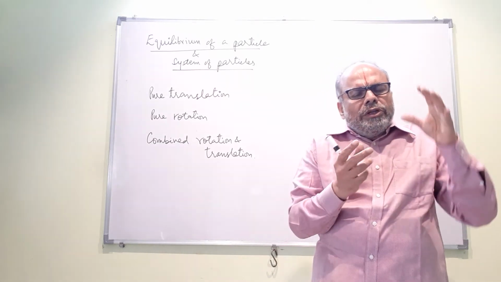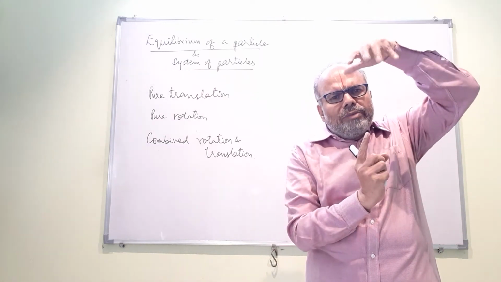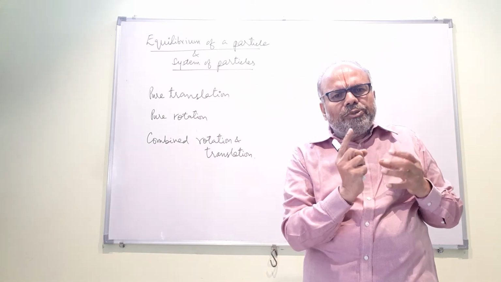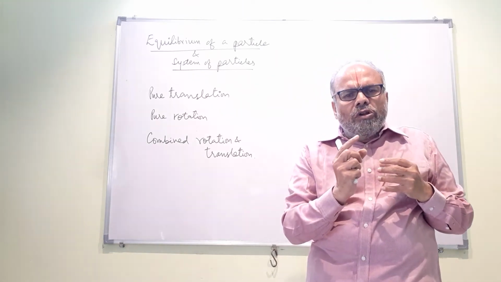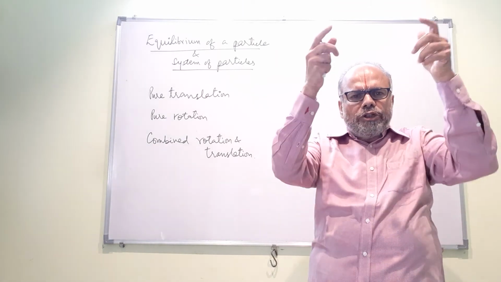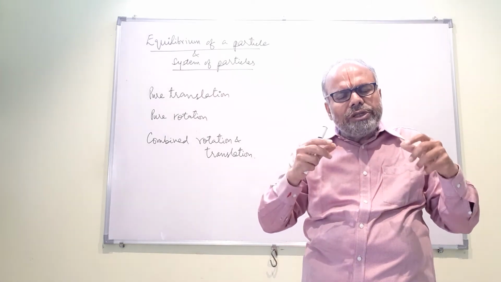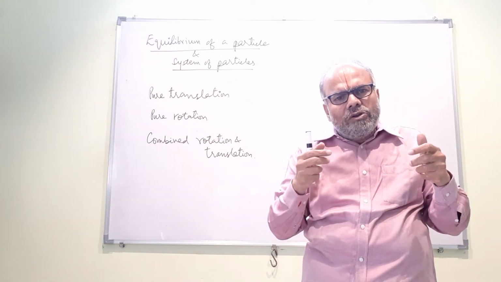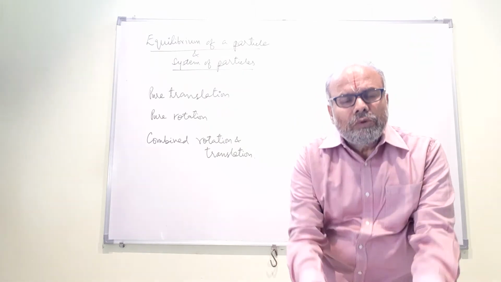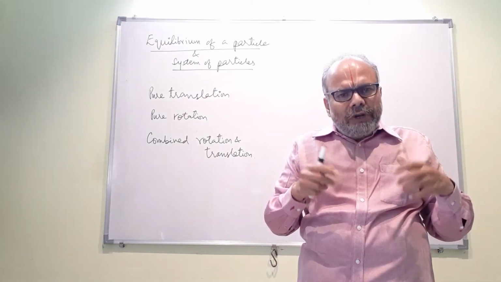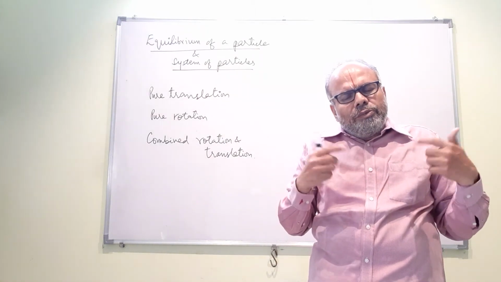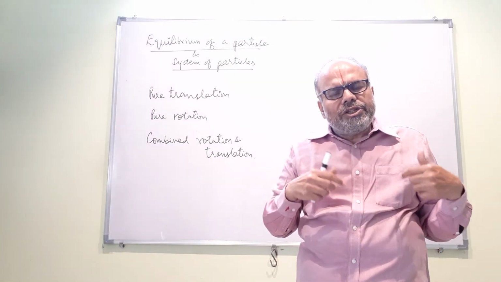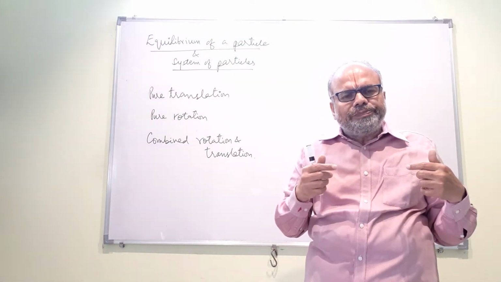Now I can take the ball and spin it on my finger like that. So that is pure rotation. Or I can spin it and throw it towards you. So there will be rotation as well as translation. Or I could roll it down on the floor. That would again be a combination of translation and rotation.